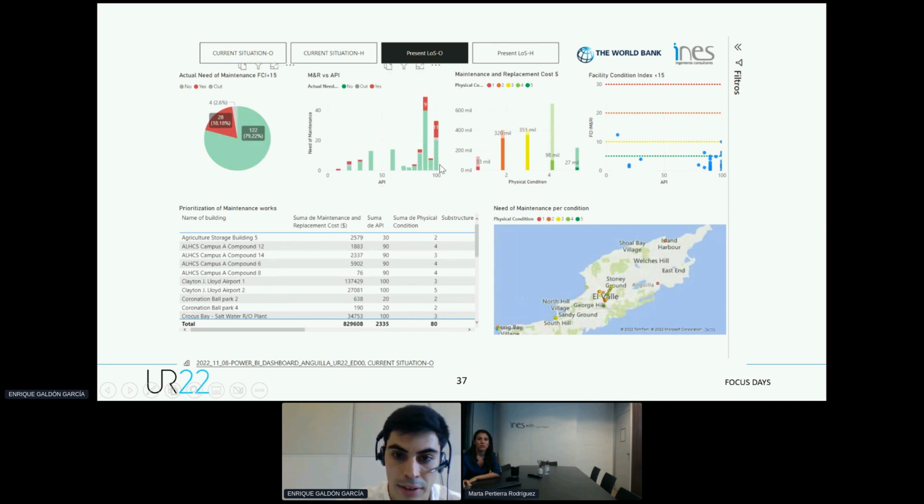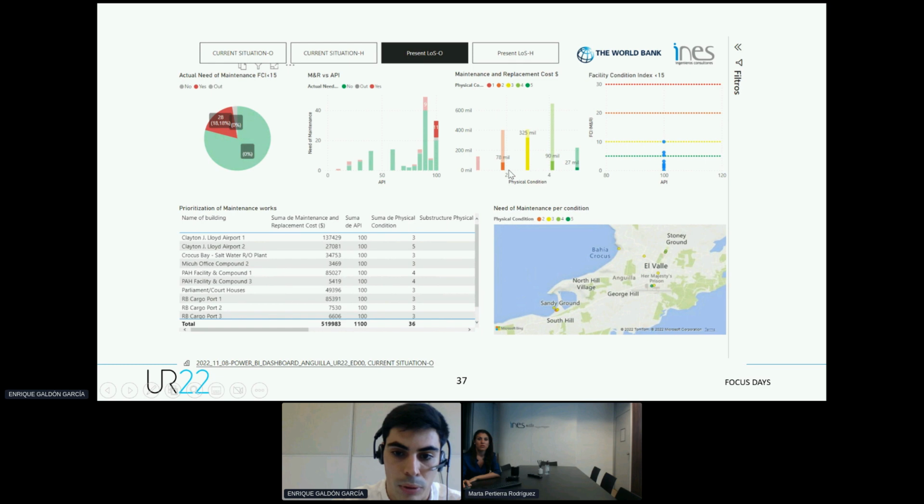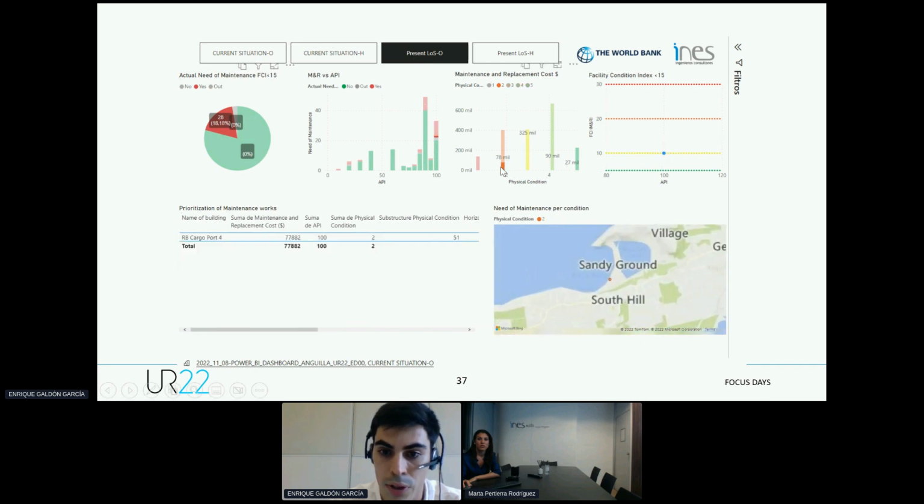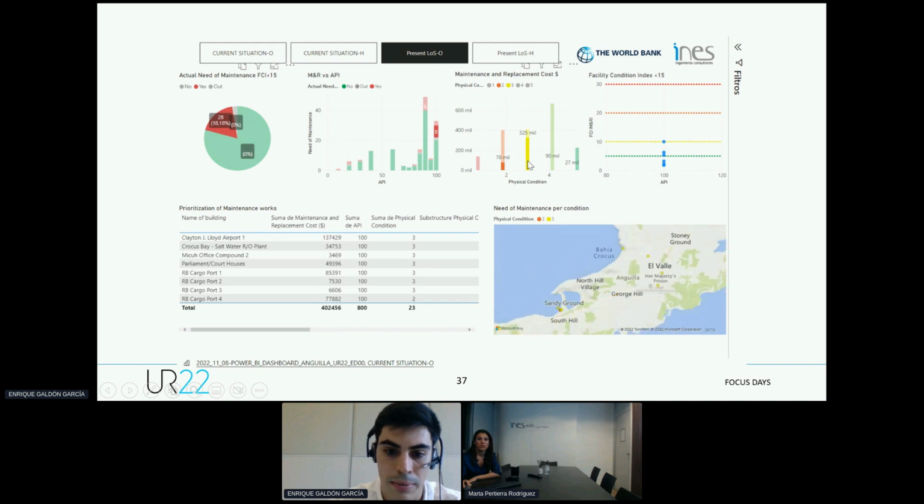the asset priority index. And we select the buildings with an asset priority index of 100. And now, for example, we can select those buildings with lower condition. For example, we are going to select the physical condition of 2 and also of 3. So now we have a list with all the buildings that need to be repaired first, and also here we have the total cost of that intervention.